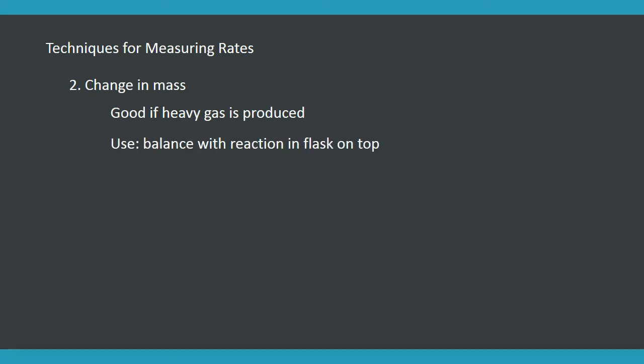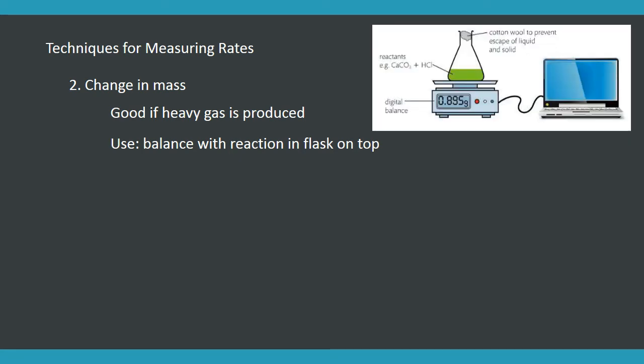You're going to use a balance with a reaction in the flask on top. And then we personally do not have balances that hook up to our Logger Pro. So you would quite literally have to take the measurements every 5 seconds with your eyeballs. That's really old school technology, and that is what you would have to use, but you could still do it, and then you could graph it through Excel.